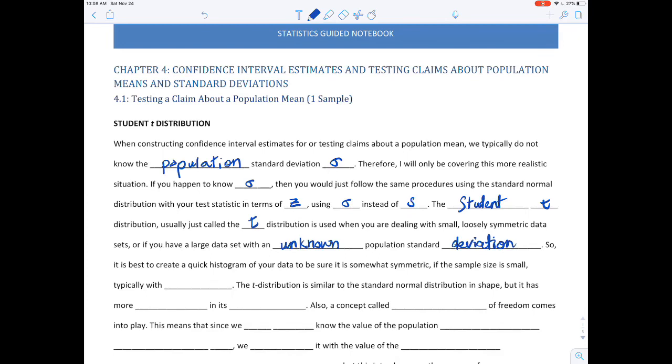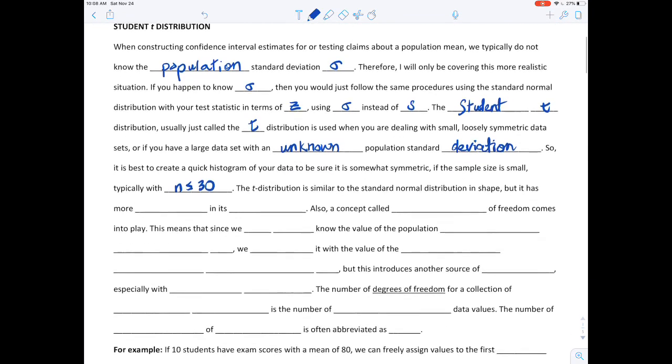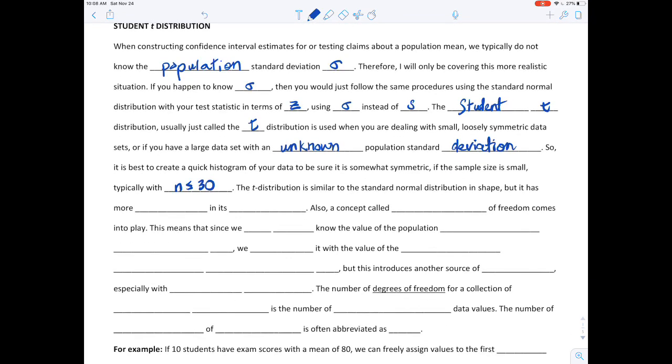So it's best to create a quick histogram of your data to be sure it's somewhat symmetric if the sample size is small, typically with n less than or equal to 30. The T distribution is similar to the standard normal distribution in shape, but it has more area in its tails. So that's going to make them fatter, wider. With fatter tails come wider intervals.